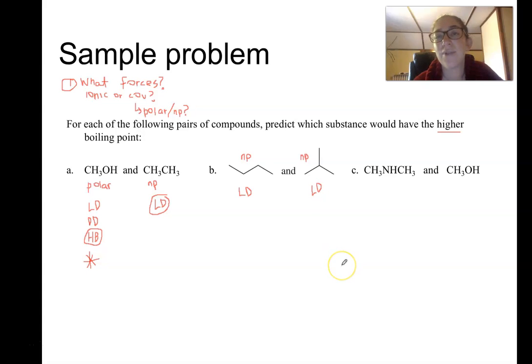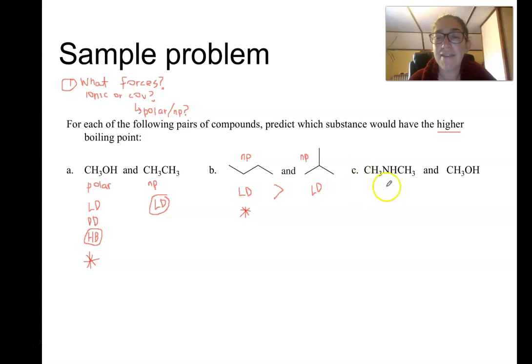So then we have to ask which one has more London dispersion forces. Well, these molecules are the same size. They both have 4 carbons and 10 hydrogens, if we counted them out. But they do have different shapes. And remember, the straighter the shape, the greater the London forces. So this one's going to have greater London forces, which means it will have the higher boiling point.